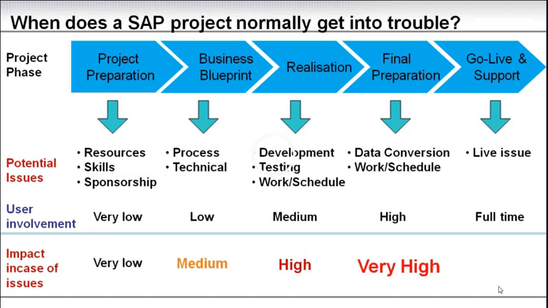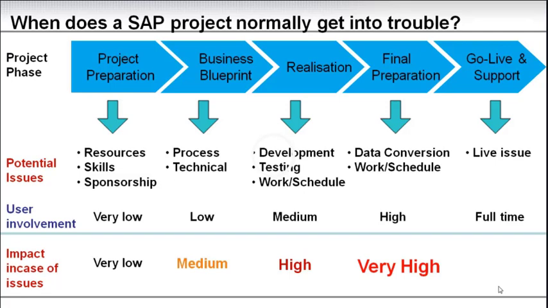Now the user involvement in blue on the third line here. In the beginning it's very low, but as we go forward, we need the users to be involved in order to verify, test, give requirements, and then later on they will need to provide input for data conversion and the cutover. And then of course at go live, it is the users who own the system, it's their system now. This is their primary tool.